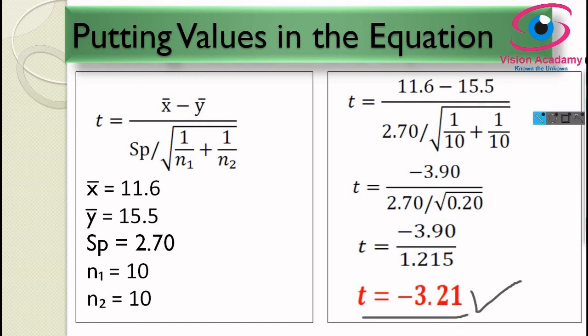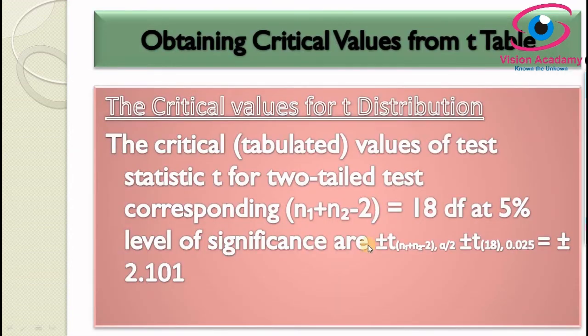Now I have to obtain critical values from the t table of the t distribution. Then I have to compare our t tested value with the critical value. Then I can take a decision. Firstly I have to obtain critical values from the t table. So for that we are obtaining the table value of the test statistic.